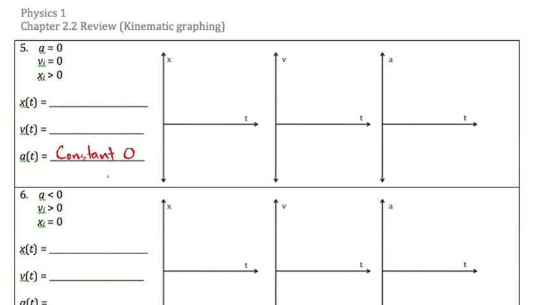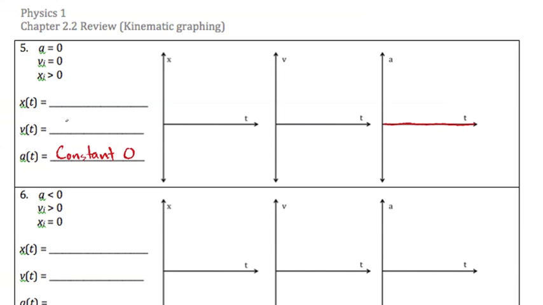Like, for example, gravity. Gravity, for the most part, unless you go into outer space, on Earth pulls on us at a constant rate. So it's not going to be changing as you move around. So the accelerations we're going to be talking about are going to stay constant. So, okay, well, what does that look like? Well, 0 and constant looks just like that.